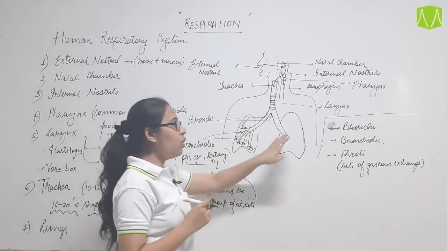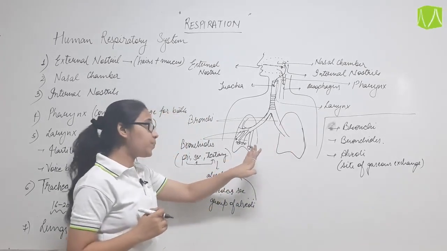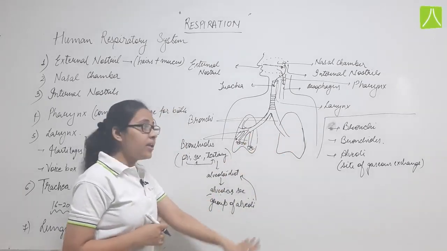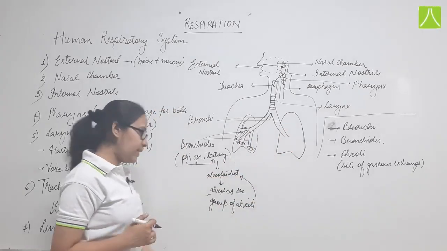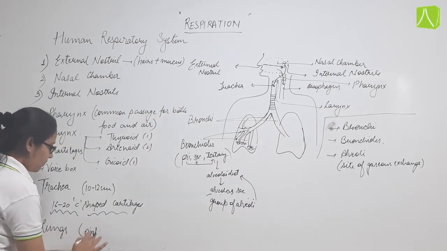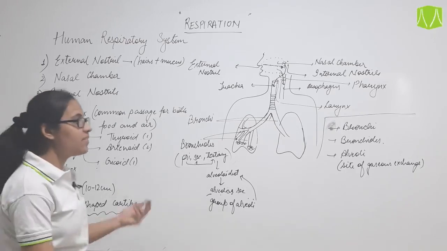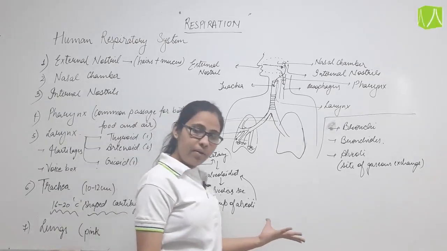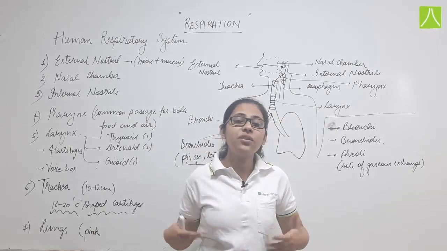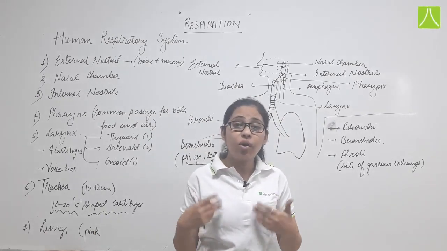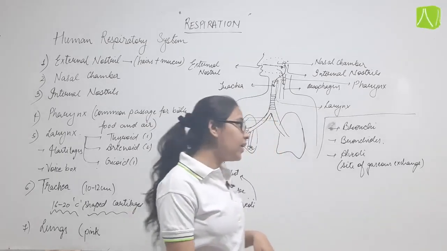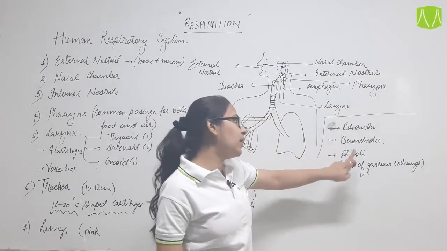Now, this lung is basically hollow from inside, and it has these branches called bronchioles. These lungs are pink in color, and are present in a pair. They are present in the thoracic region. The upper half of our body is known as the thoracic region. Now these lungs contain bronchi, bronchioles and alveoli.